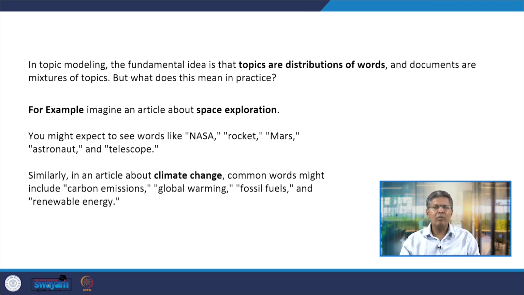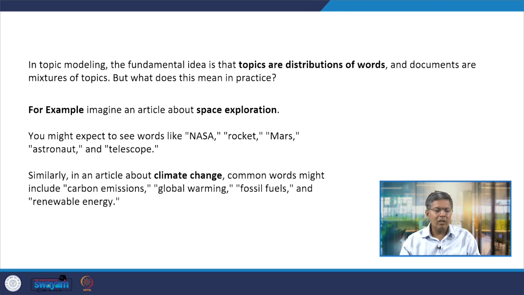A topic is nothing but a distribution of words, right, and documents are a mixture of topics. So, you have several topics. For example, let us say when you talk about smartphones, you are talking about camera, you are talking about processor, you are talking about the software, and again there is a distribution of words. For example, pixel, quality, light, flash, updates, all these are the different words, right. But what does this mean in practice now?